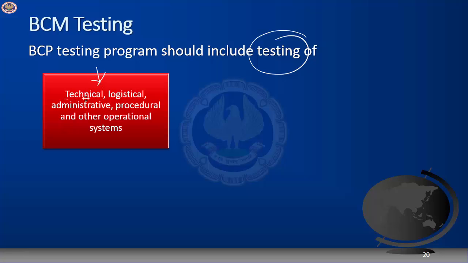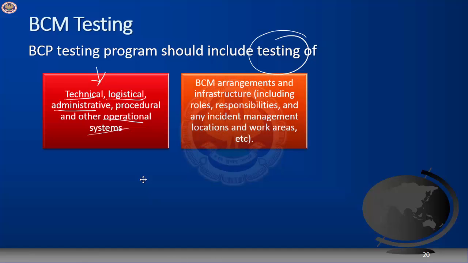That could be pertaining to the technology, the logistics, the administrative procedures, or also the operational systems. These are the different aspects which need to be tested, because each of them is interdependent and they impact the enterprise's ability to recover from a disaster and continue to provide the services at the critical required level as envisaged.